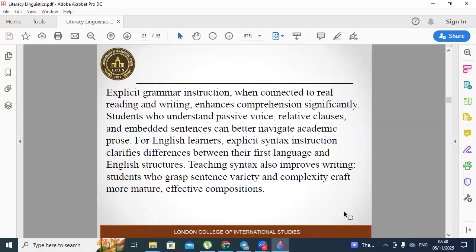So understanding relative clauses helps students comprehend complex sentences. "The student who studied hardest passed the test." The relative clause "who studied hardest" defines the student. Readers must understand this relationship to comprehend the sentence accurately. Understanding embedded sentences helps readers navigate academic prose.